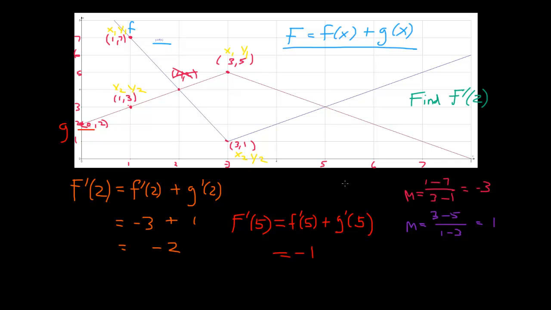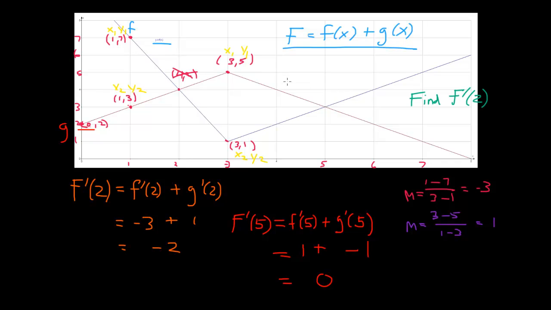What about g prime at 5? Oh, that is g. Sorry about that, guys. I messed that up. Negative 1 is g. That's the red line. What about the blue line? Let's pick this point here. If we travel up 2 and over 2, that's 2 over 2, rise over run, we get positive 1. So the slope of f, which is the blue line, at 5, plus the slope of the red line, which is negative 1 at 5, you get 0.